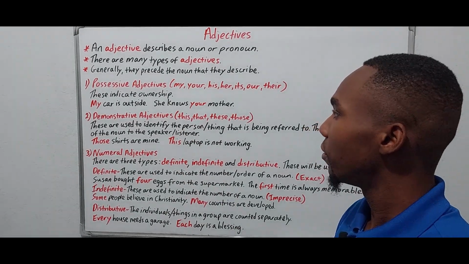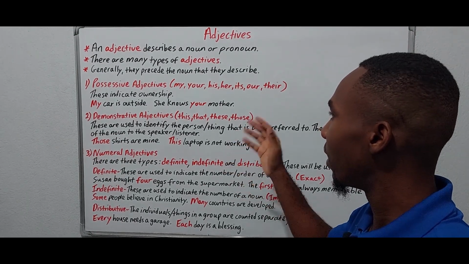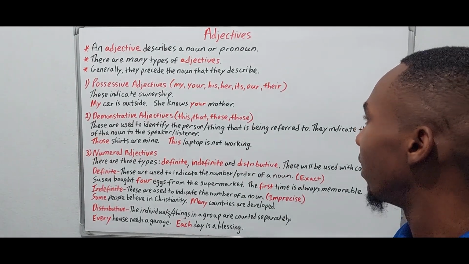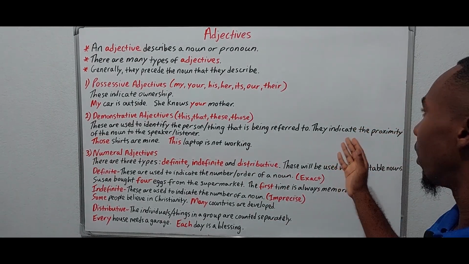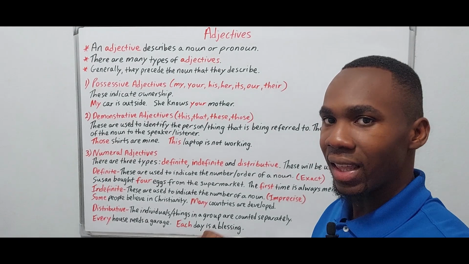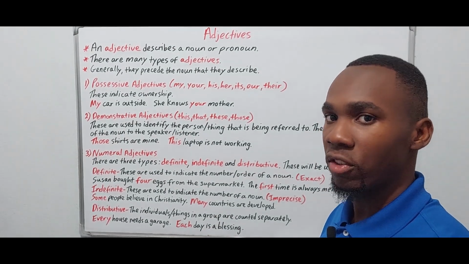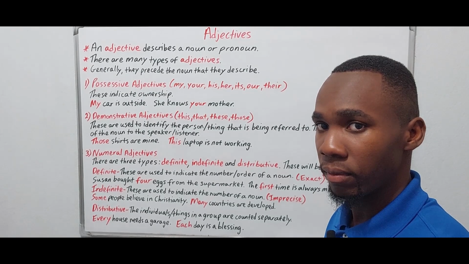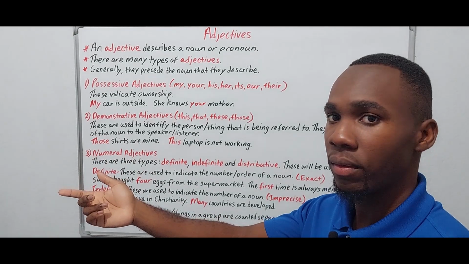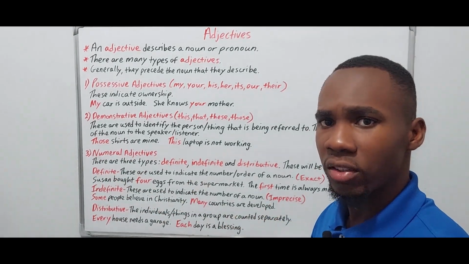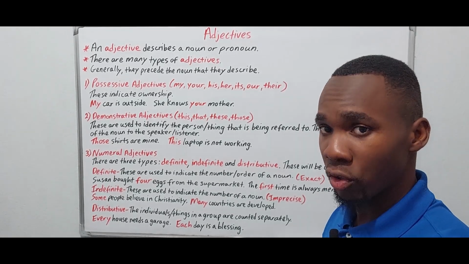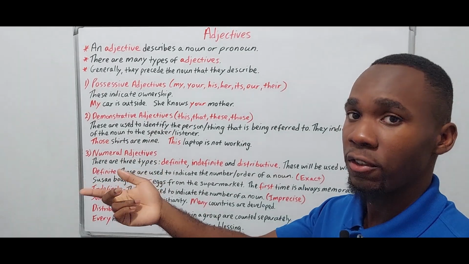Number two, demonstrative adjectives. This, that, these, those. So these are used to identify the person or thing that is being referred to. They indicate the proximity of the noun to the speaker or listener, right? So if I say this chair, that indicates that it is closer to me. If I say that chair, that indicates that it is further away, right? To the speaker or the listener, because the speaker could be close to me as well. But this indicates that it is closer. That indicates that it is further away.